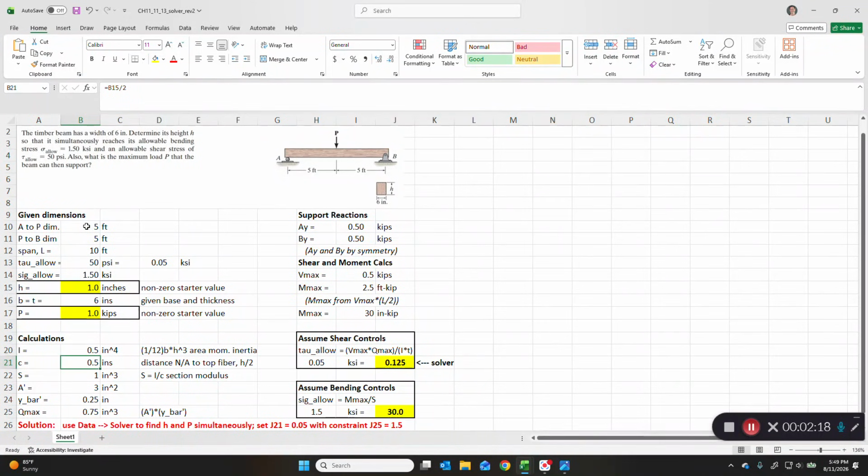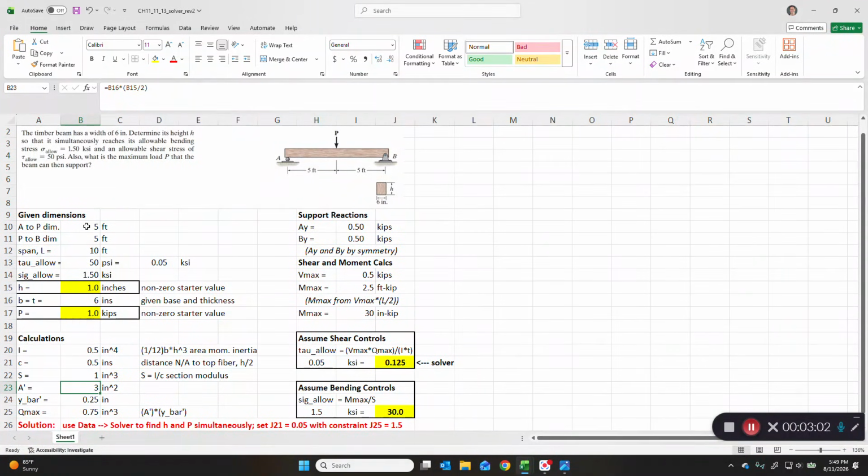The distance from the neutral axis to the top fiber, c, is h over 2. The section modulus now is a new term. It's defined as I over C. So in this case, I over C would be 1, and it's a cubic dimension. And then we want our Q max, which we've seen in prior chapters. It's y bar, which is the distance from the neutral axis to the centroid of the upper portion of the prismatic beam. So that would be h over 4 essentially, which is 1/4 of an inch, based on an h value of 1 again.